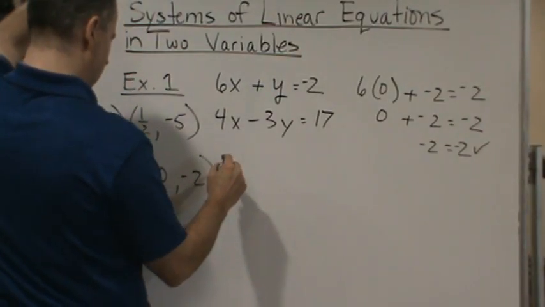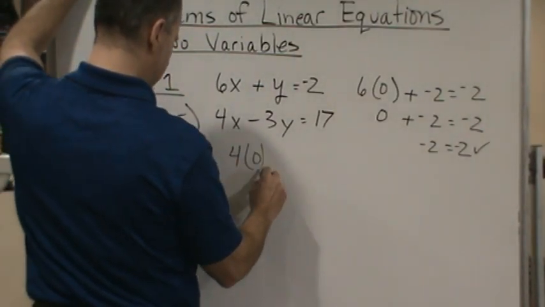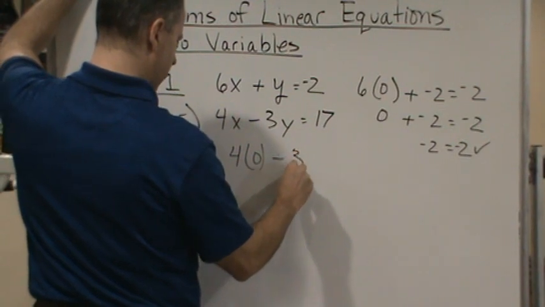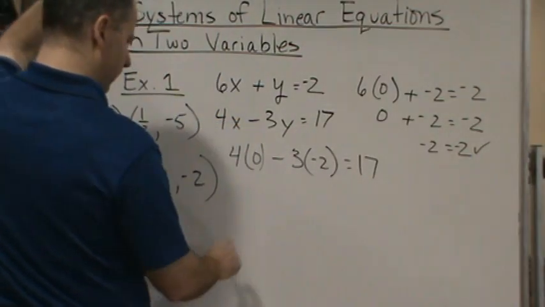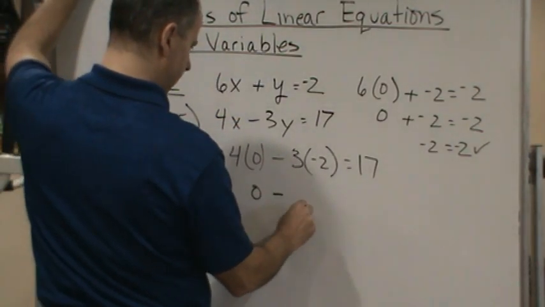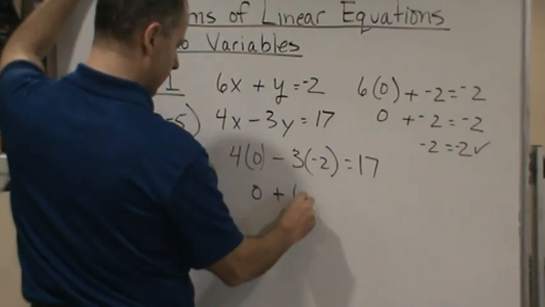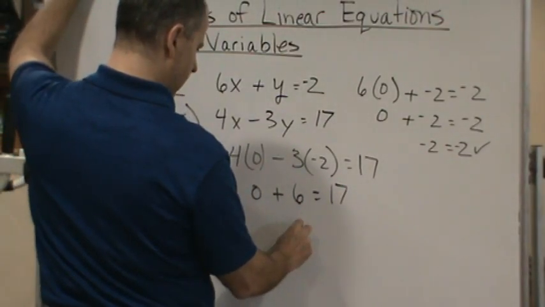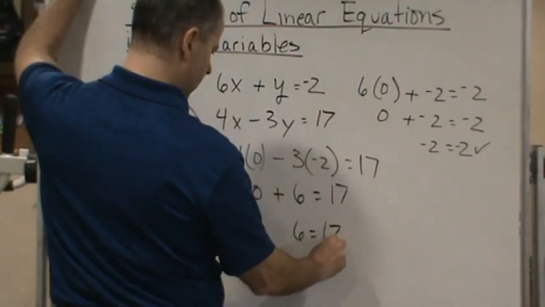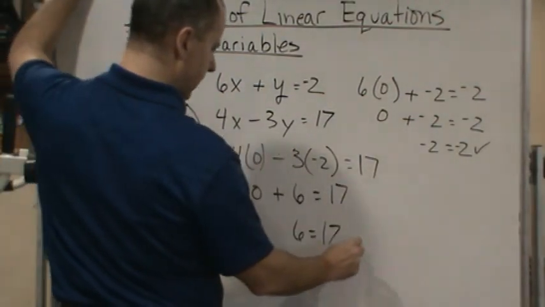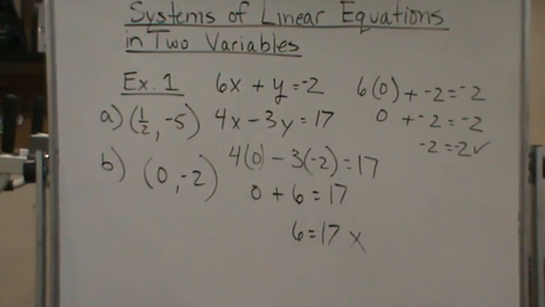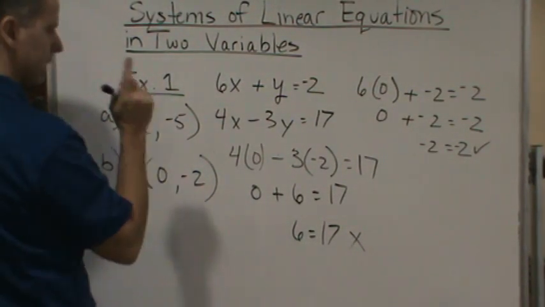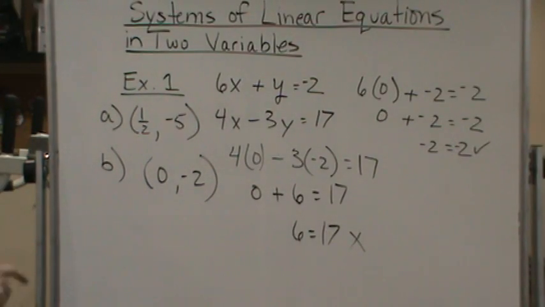Now we're going to do 4 times 0 minus 3 times -2 equal to 17. This is going to give us 0 minus, plus 6 is equal to 17. Obviously, 6 is not equal to 17. That is a false statement. And so therefore, (0, -2) is not a solution to the system. And that's it. That's how you do it.